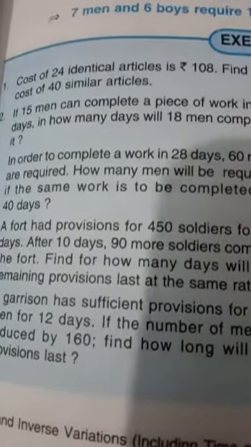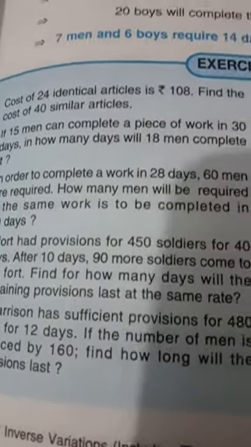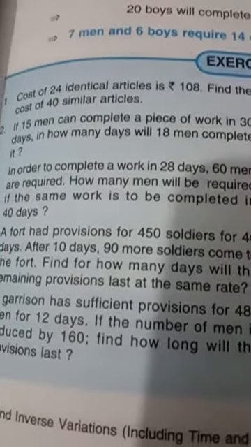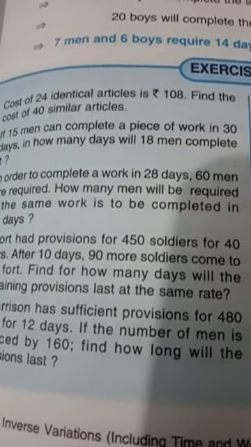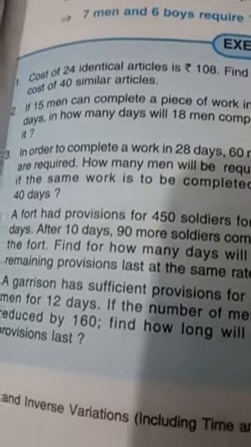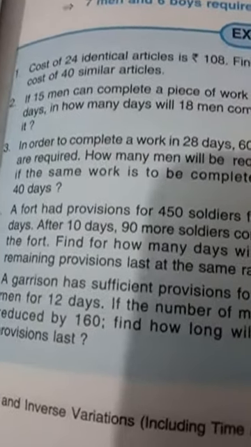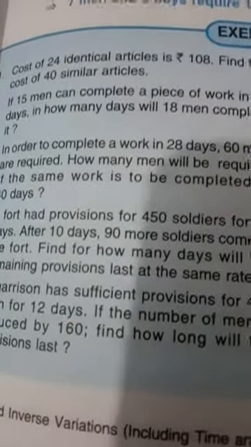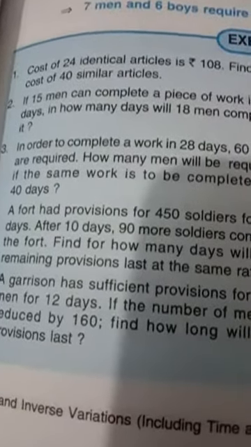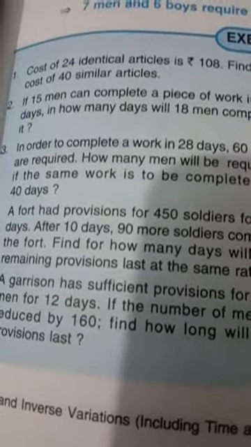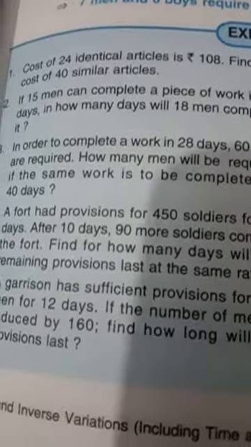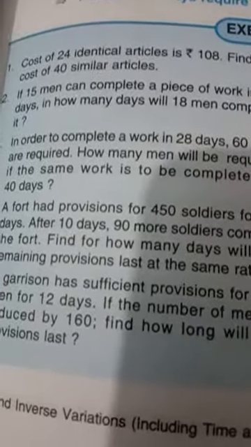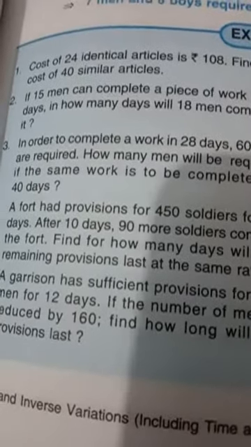See, 28 days, 60 workers. To complete within 28 days, 60 workers are there. And if it takes more days, that means 40 days, the number of workers is much less. That's why they are taking 40 days to complete. So, here also it is an inverse relation.